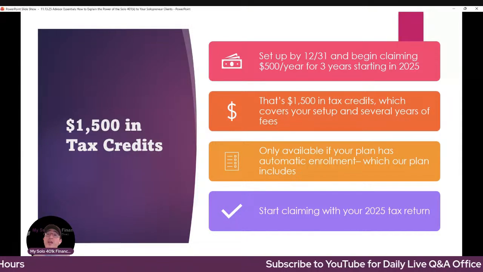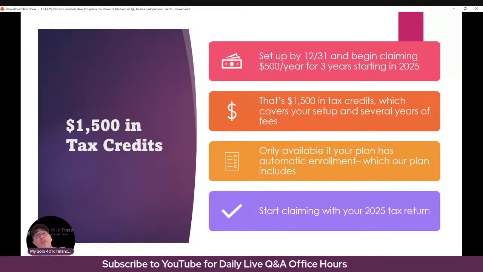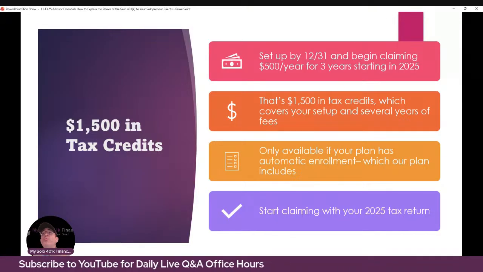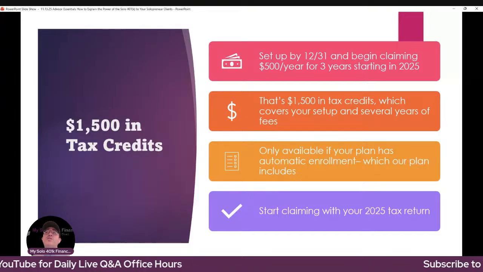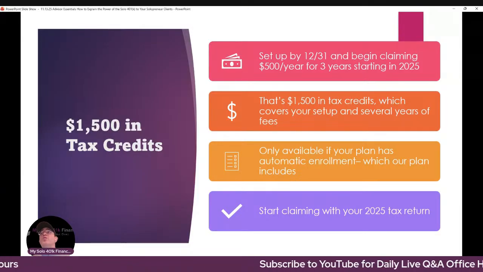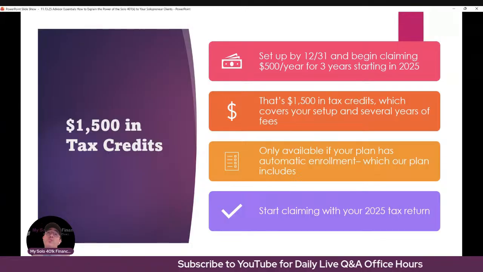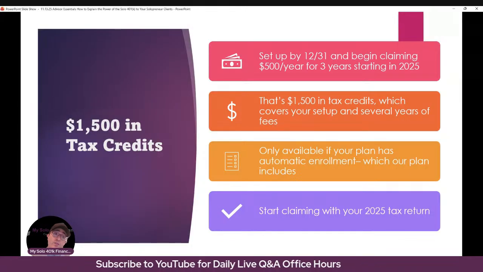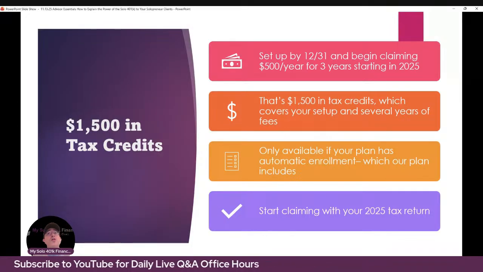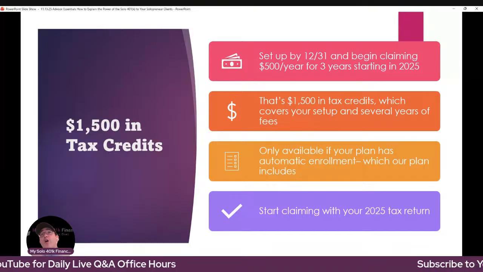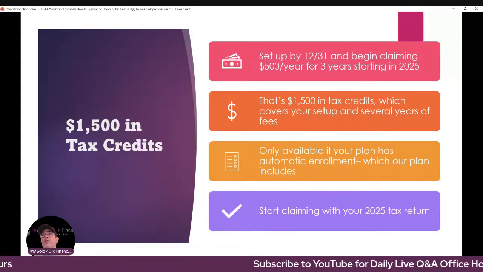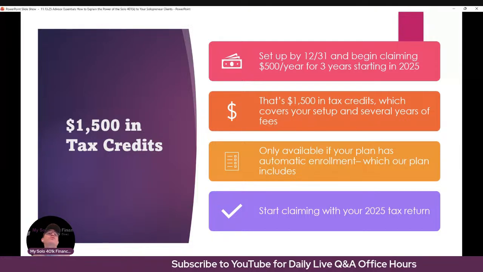So for example, if they upgrade a plan here before the end of the year or set up a new plan with us before the end of the year, they'll be eligible to start claiming those credits of $500 per year for 3 consecutive years when they file their 2025 tax return. Ultimately, these are tax credits, not tax deductions. So it's much more valuable in that regard because it's a dollar for dollar reduction in their tax liability. So that's $1,500 in savings.